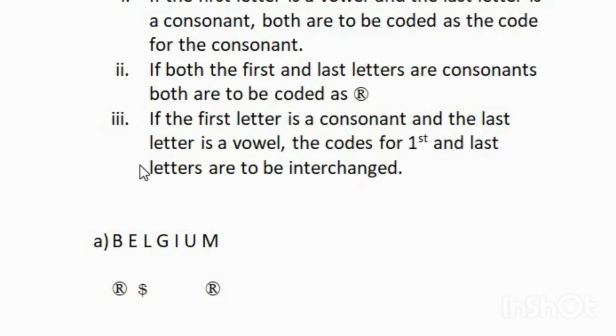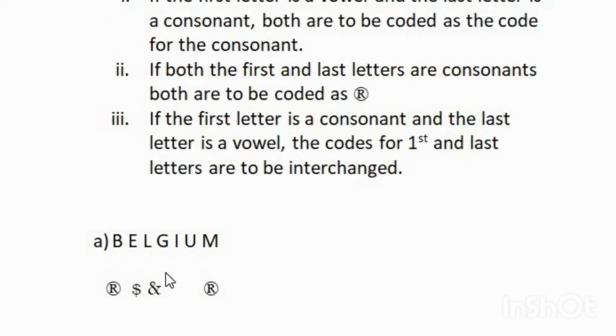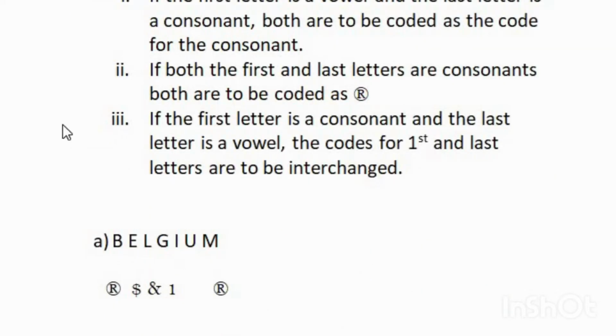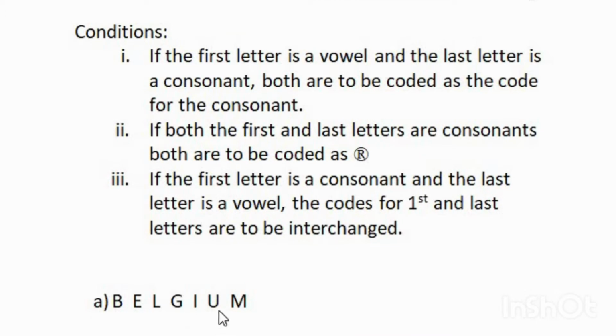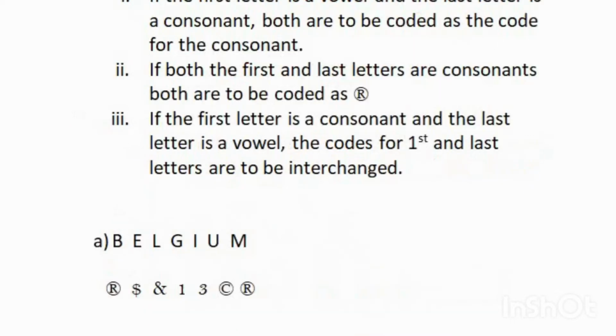Now next, the symbol corresponding to E is dollar. So write dollar here, and the next letter is L. The symbol corresponding to L is and. So put and here, and the next letter is G. The digit corresponding to G is 1. So write 1 here, and the next letter is I. From the table, the number corresponding to I is 3. So write 3 here, and the next letter is U. The symbol corresponding to U is copyright. So write copyright. And the answer is this one.